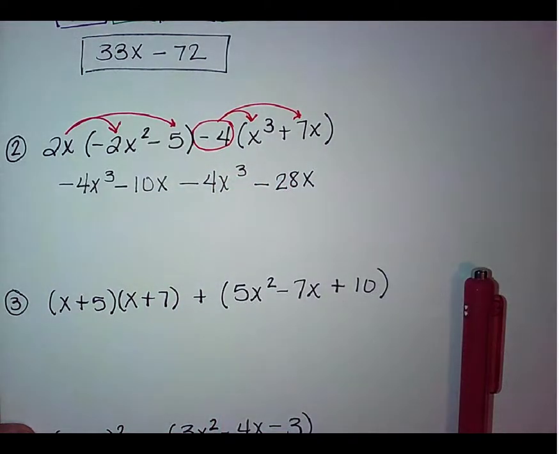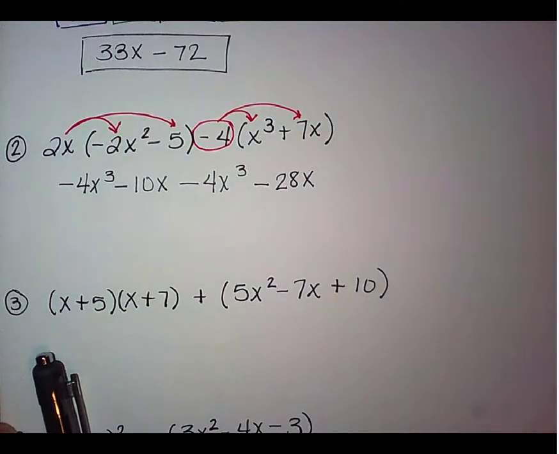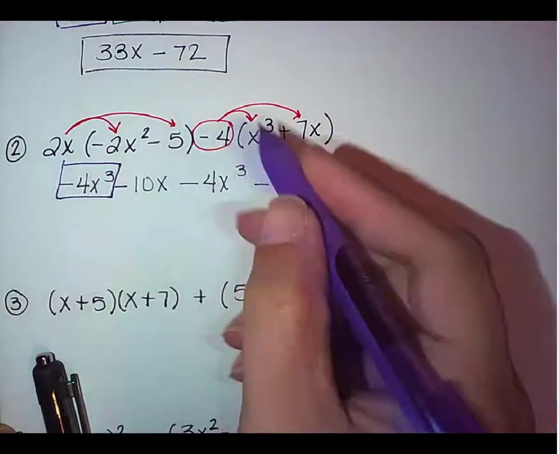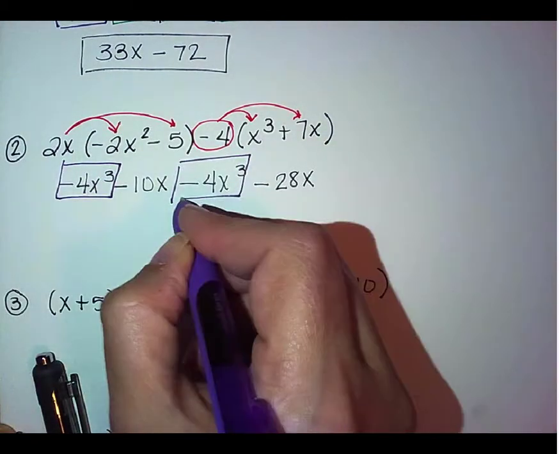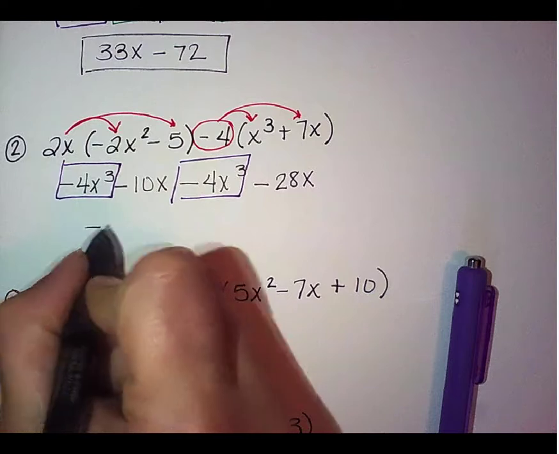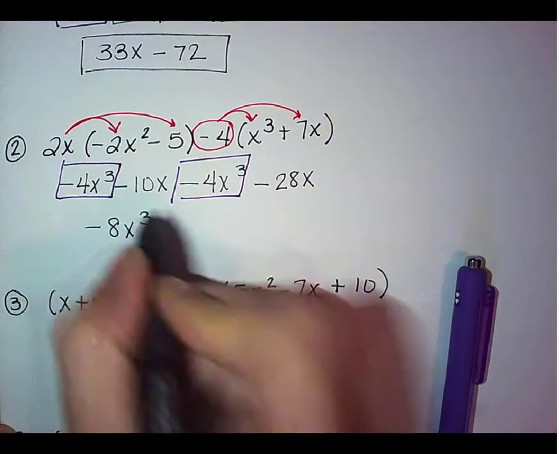And then again, just like before, we can talk about grabbing our like terms. We're going to start off with our x cubed terms. We've got negative 4x cubed and another negative 4x cubed. Be really careful because it's easy to say that these guys cancel, but since they're both negative, we are going to add them and keep their sign. So this would be negative 8x cubed.